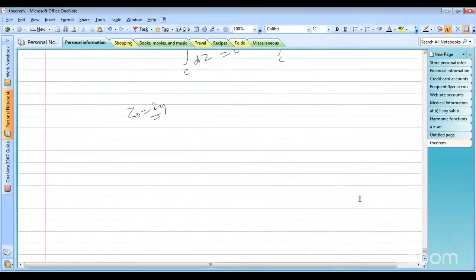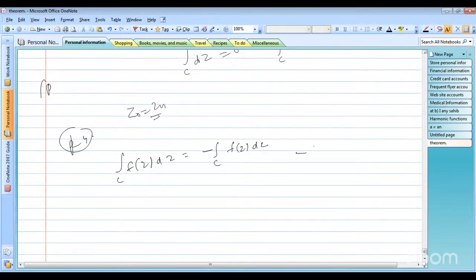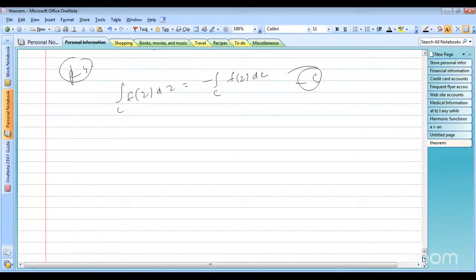Then property 4. The integration over C of f of z dz is equal to minus the integration over C of f of z dz, where minus C represents the curve C traversed in the opposite direction. So automatically minus C represents the curve C traversed in the reverse direction, as we already know.